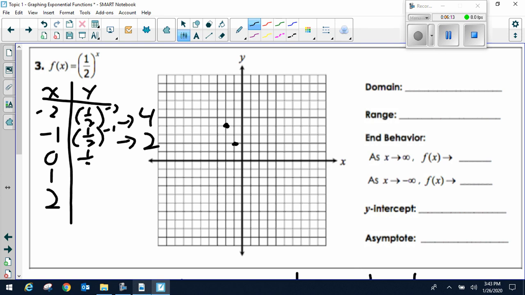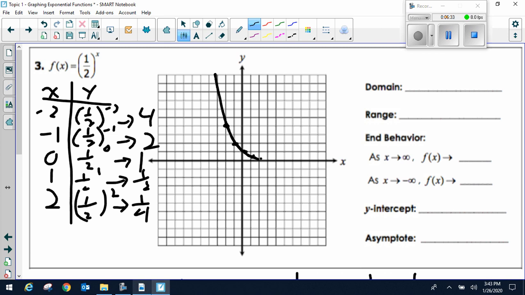When you do 1/2 to the 0 power, again, anything to the 0 power is always the number 1. And then 1/2 to the 1st is just 1/2. And 1/2 squared, where you square the top and the bottom, would be 1 over 4. So same idea, but this time, notice it's decreasing. The asymptote for this is going to be y equals 0.